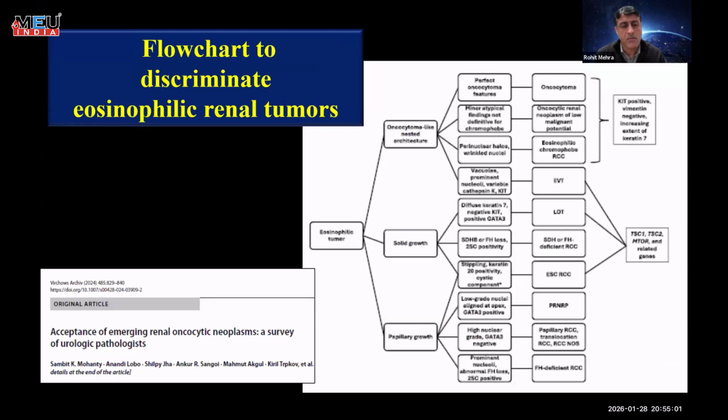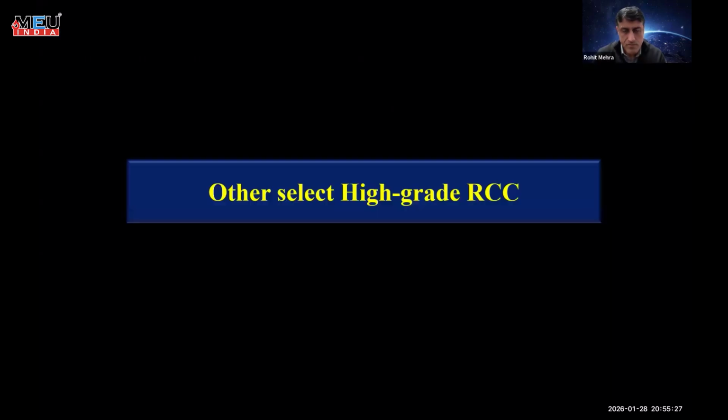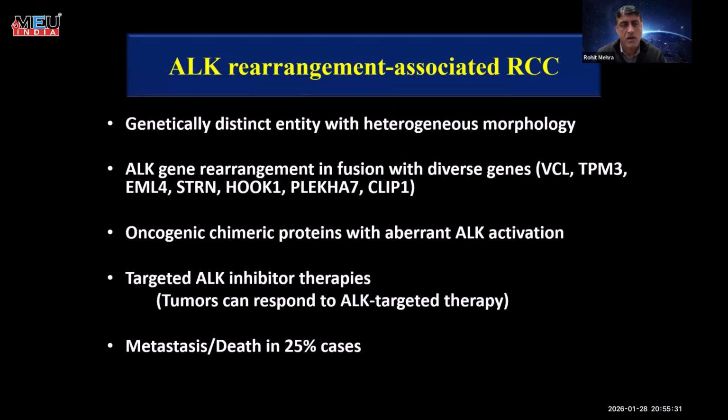Sambit and team actually did amazing work on eosinophilic renal tumors, and I think this is a recent article which was published by Sambit, Anandi, Santosh, and colleagues all across the world. And here we can see that they came up with this nice algorithm which can help surgical pathologists on a daily basis. So please visit this nice article when you can. I'll briefly spend maybe a minute or two on other select high-grade renal cell carcinoma.